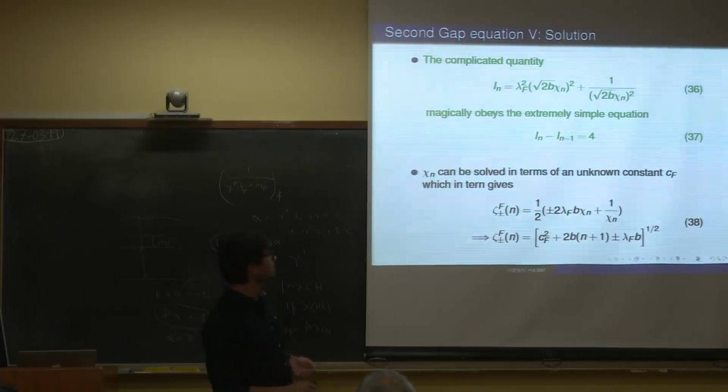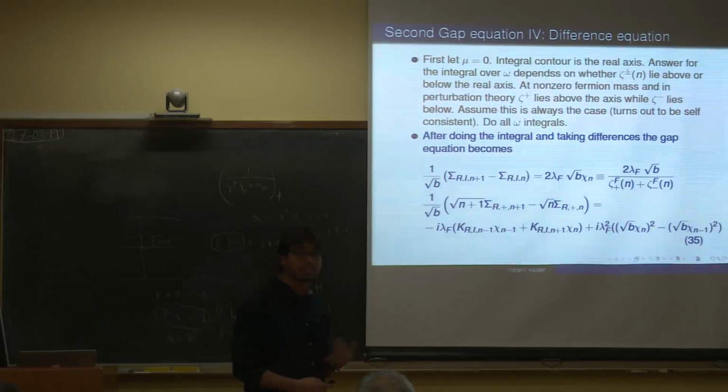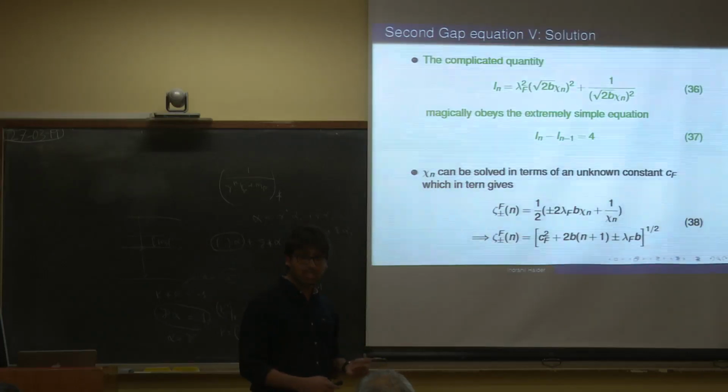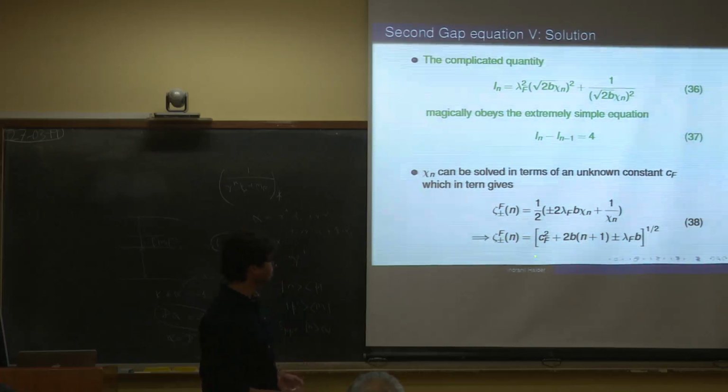Now in this equation, notice this is a one term recursion relation. So the lowest term is undetermined, some undetermined constant, which I will be calling Cf. Everything can be determined in terms of this undetermined constant Cf. Using those equations, everything is written in terms of one unknown quantity Cf, and here is the solution for poles in terms of Cf: Cf squared, 2b times n plus 1, where n is an integer that runs from 0, plus minus lambda f times b. This is the solution for poles depending on the integer n, the coupling lambda f and the unknown constant Cf, which we will determine in a while.